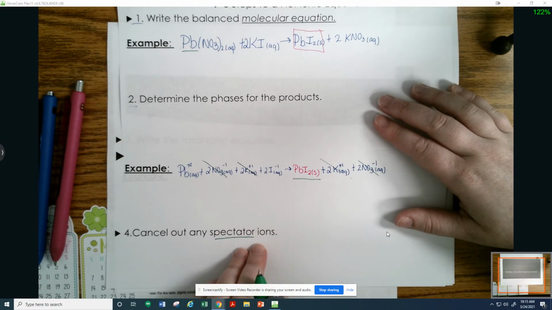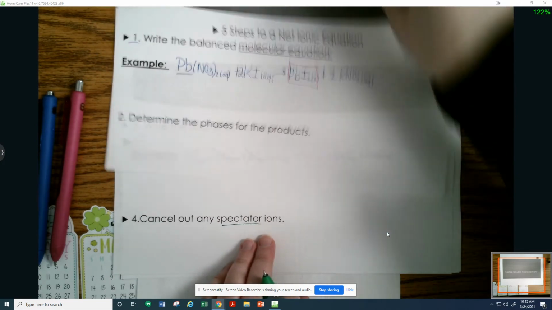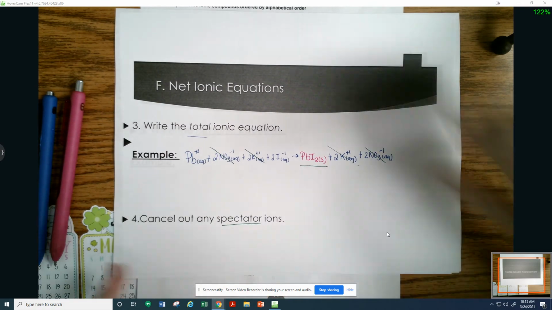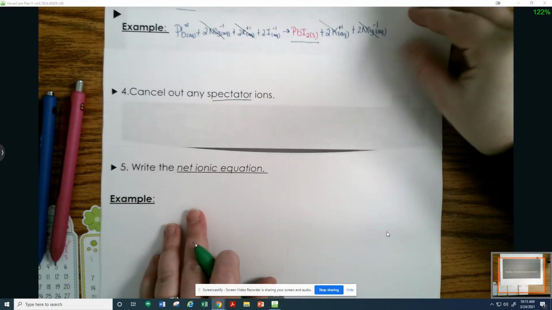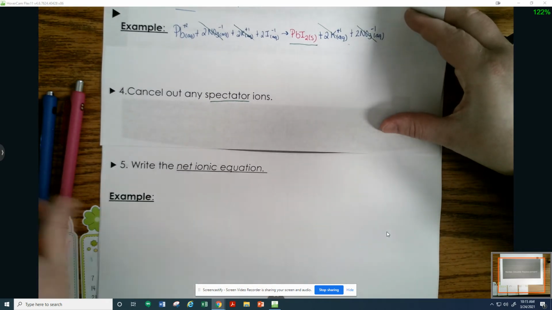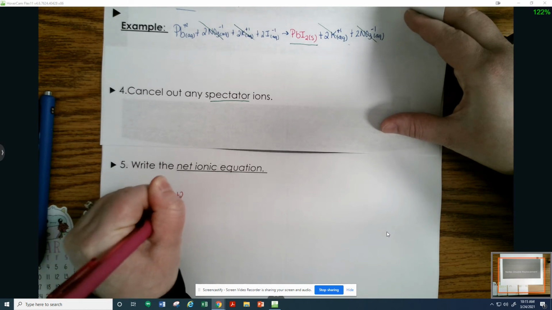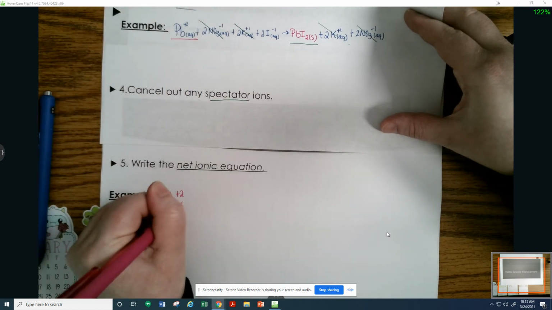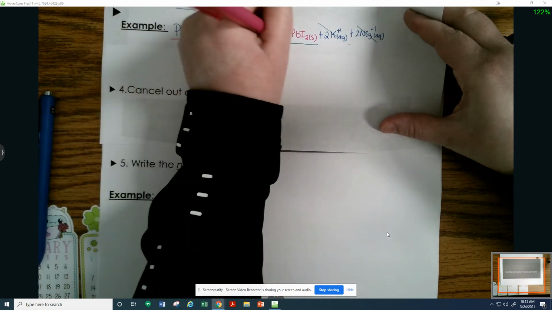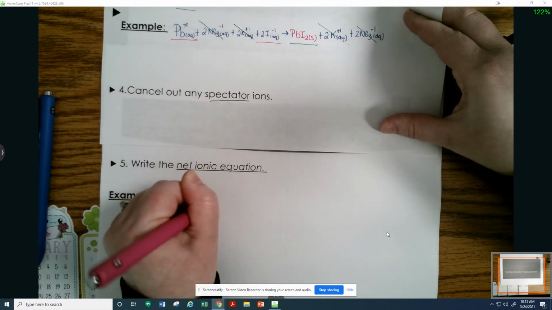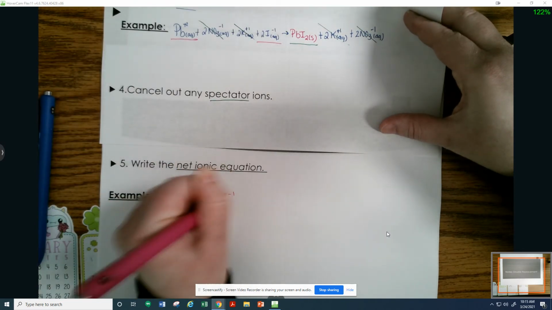Now I can write a net ionic equation. So I'm going to get this out of my way. I'm going to keep this on the screen for now. And so from here, we now have our net ionic equation. We had Pb+2 aqueous. It reacted with 2 iodine ions.